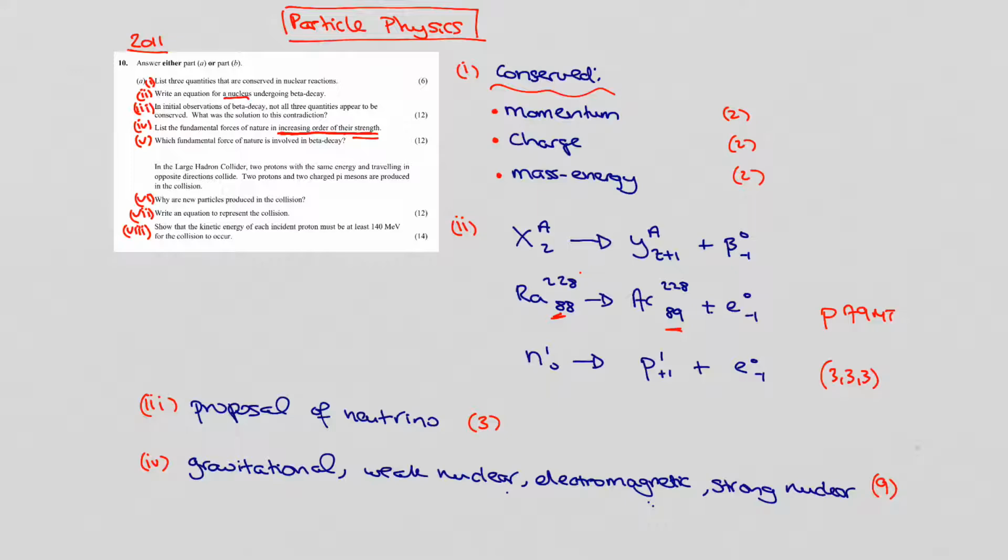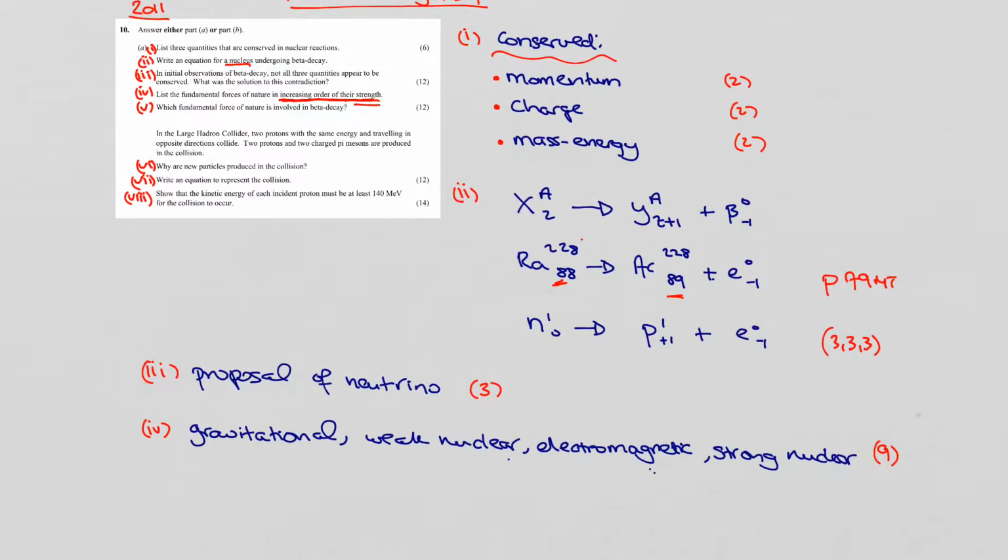Okay, so for part 5, we have to state which fundamental force of nature is involved in beta decay. Well, of course, it's beta decay, and it is the weak nuclear force. Okay, so again for the weak nuclear force we were getting 3 marks for that.